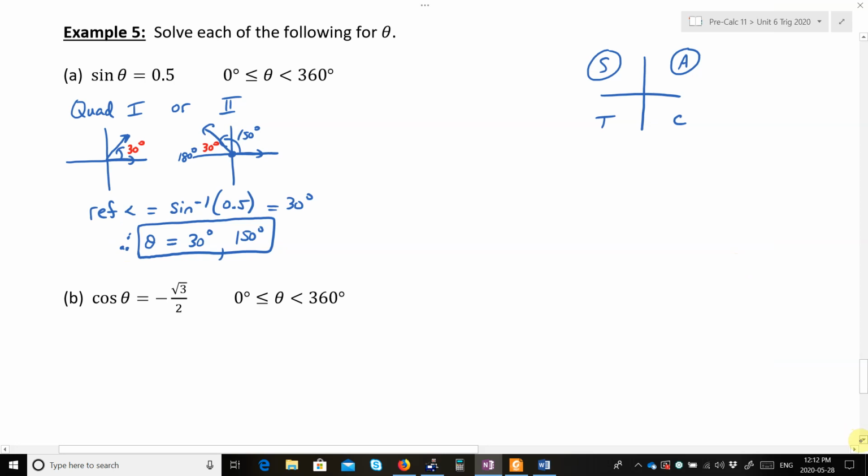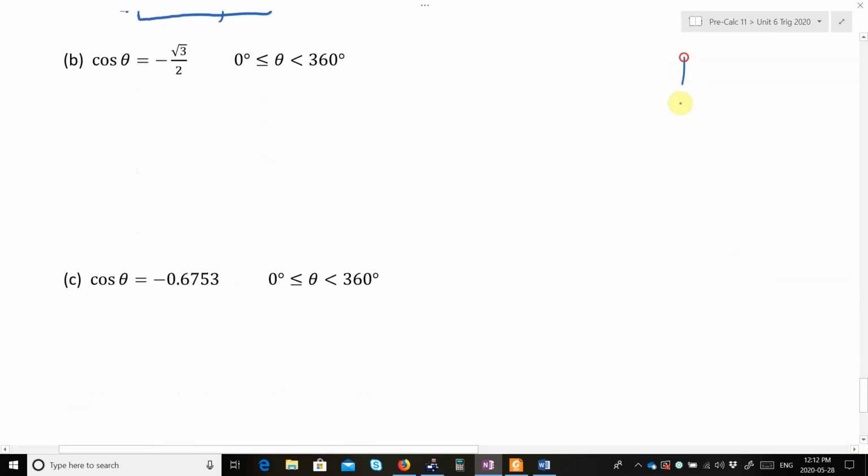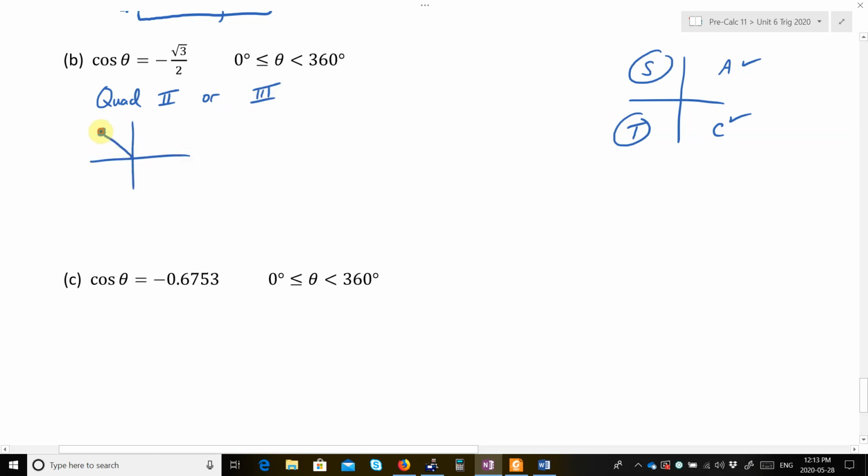Okay, letter B. Cos of theta equals negative root 3 over 2. So where is cos negative? Well, we know that cos is positive here and here. So it's negative in those two quadrants. So this angle has to be in quadrant 2 or 3. So we have to have an angle like this that will give a cos of negative root 3 over 2, or in quadrant 3.